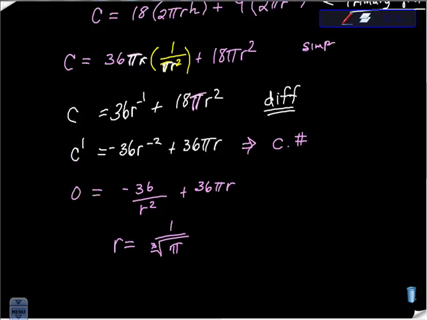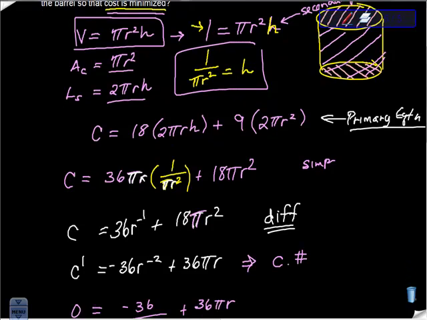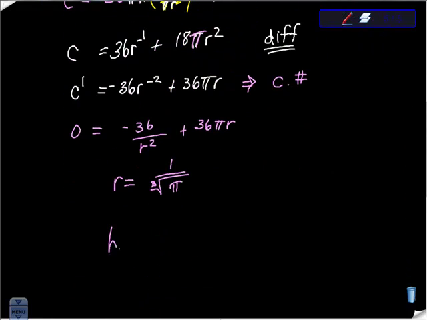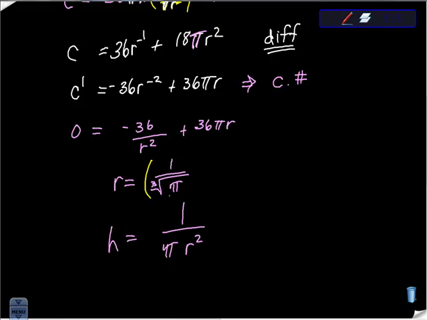And check this out for a second. This is really important. To find my h value, h is equal to 1 over pi r squared. So what I'm going to do here is this. I'm not going to do the work because I'm going to save you the time. But here is that value. So I would put that value inside here, and I would solve and get that value back. So, and I think it's the same value.